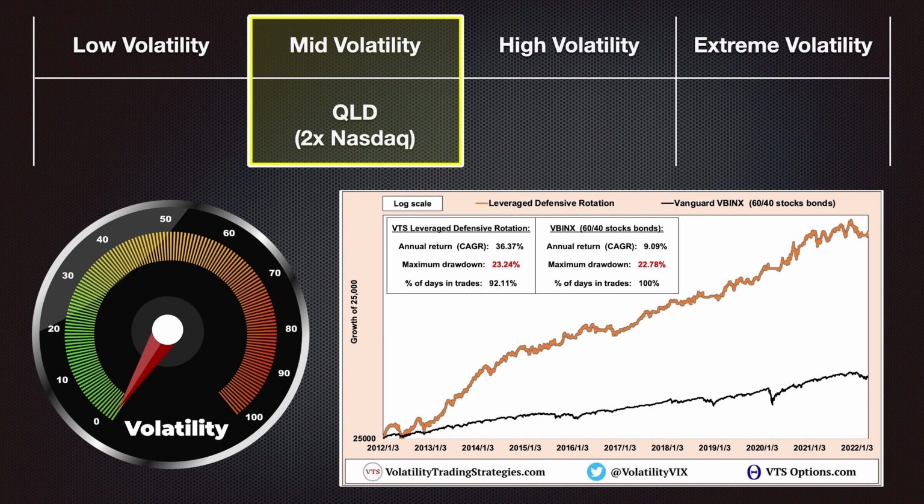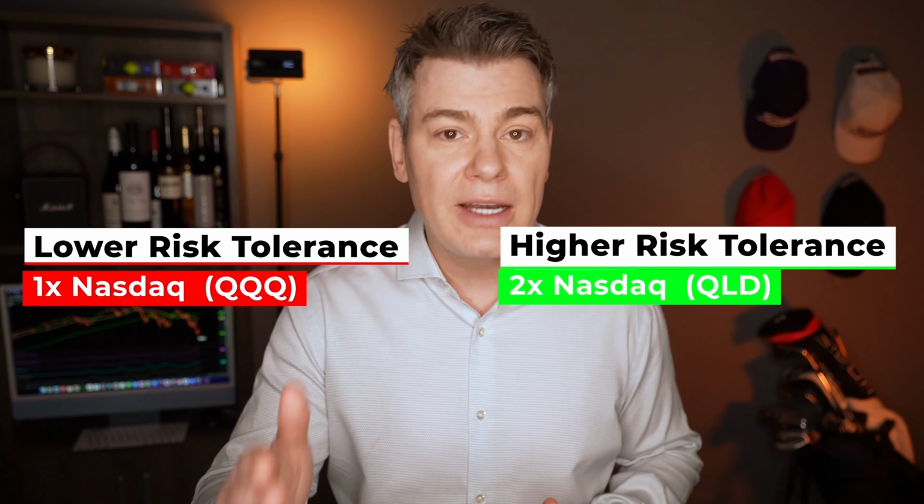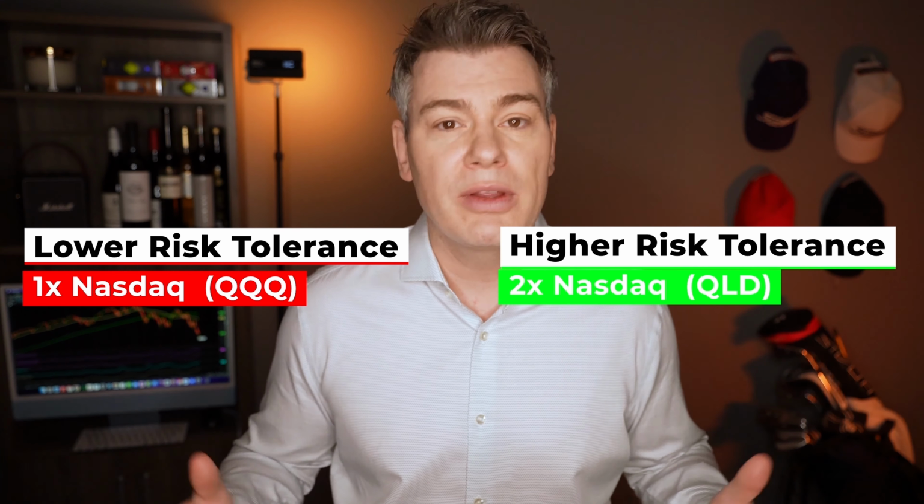Now, the heart of the strategy is equities based, and anytime volatility is in what we consider mid-range, basically stable markets, we'll be holding the Nasdaq index in the form of the 2x leveraged ETF called QLD. Now, I do want to make clear here that for investors with lower risk tolerance, we do have the non-leveraged version of the strategy as well. That one just holds the 1x ETF called QQQ. Everything else about the strategy is the same, so subscribers just choose between the 1x QQQ or the 2x QLD depending on their own level of risk tolerance, and everything else is identical.